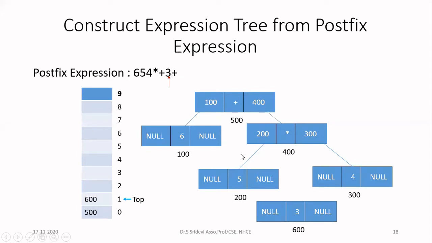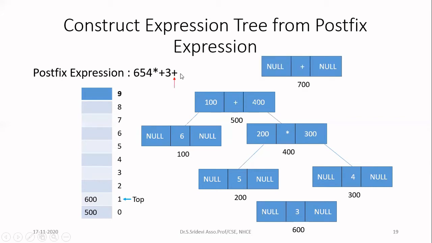So I need to allocate memory for it. And since it is an operand, both the pointers will be null. Then I need to push it onto the stack. So this is address 600. That address is pushed onto the stack.